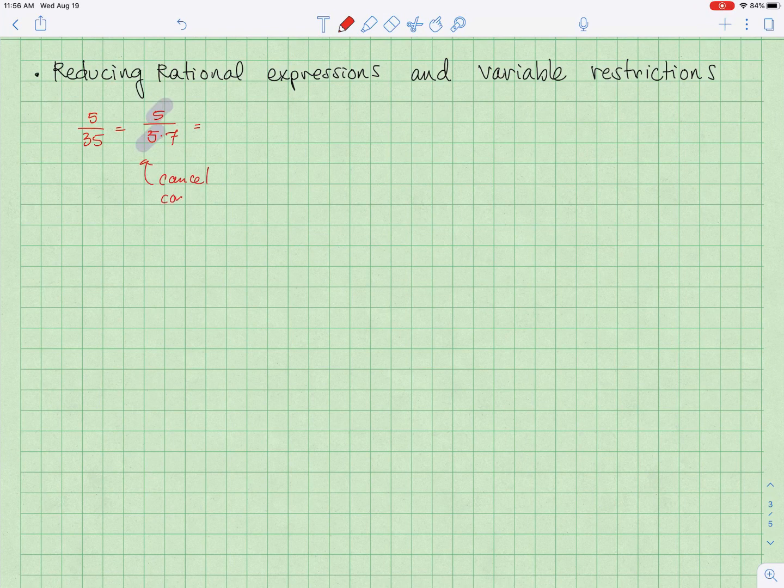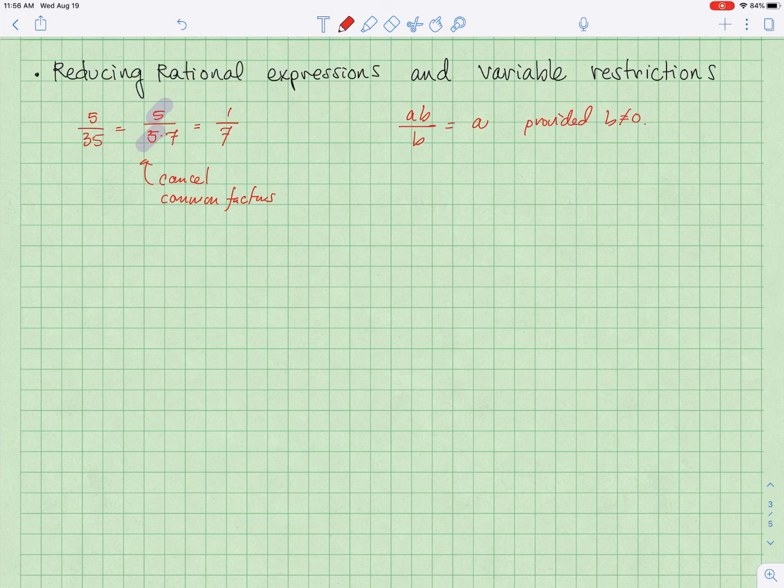Cancel common factors, and the result would be a 1 in the numerator and a 7, and this would be the reduced value of the fraction. Or in general, if we have a over b divided by b, that is equal to a, provided b is not 0.